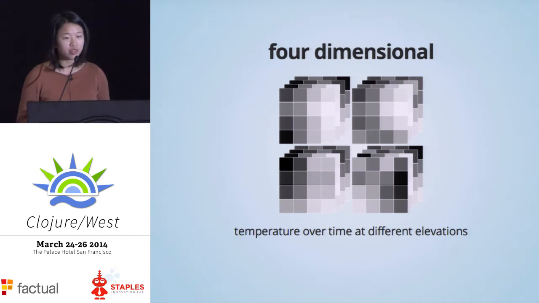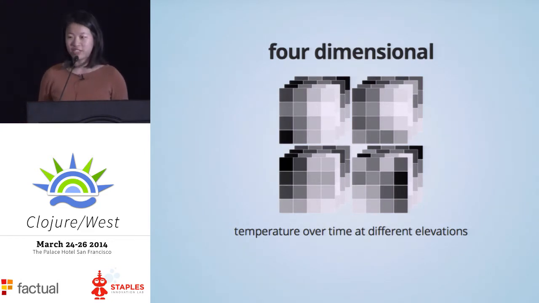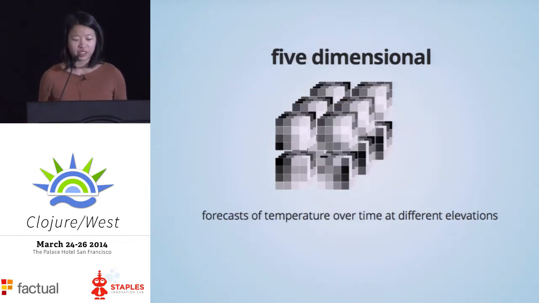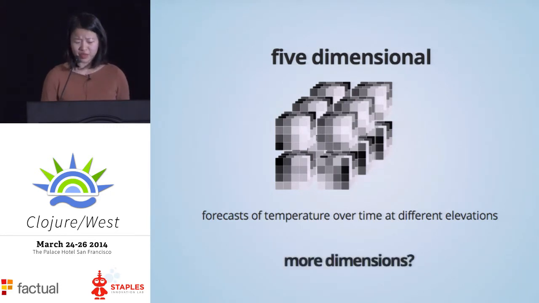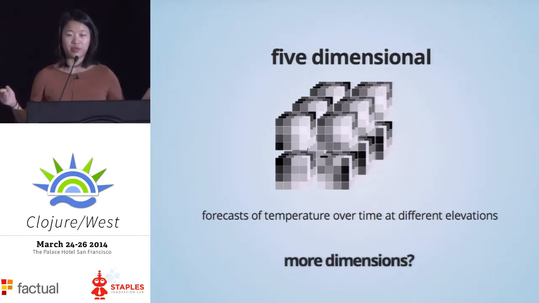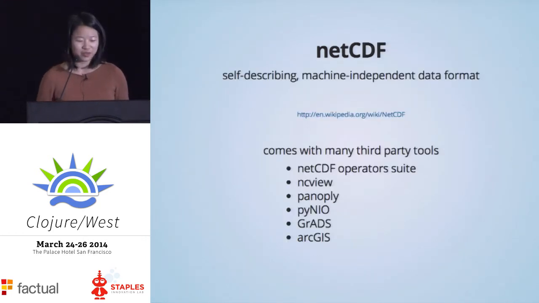And this is just the beginning of the dimensionality of our data. We have five-dimensional data, like forecasts of temperature over time at different elevations, so you need to represent the future in multiple ways. And maybe we have more dimensions that we care to represent, but we don't know about them yet. Who knows? So this is part of the problem.